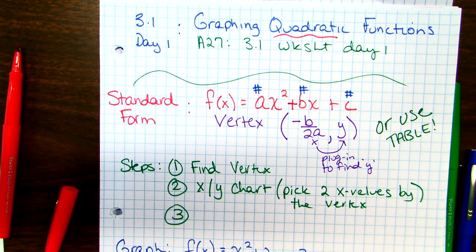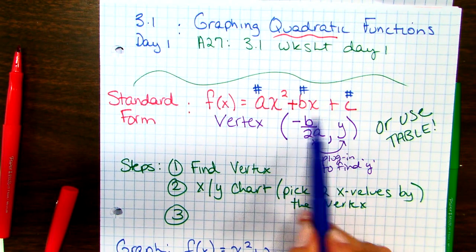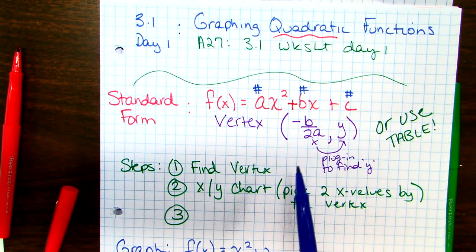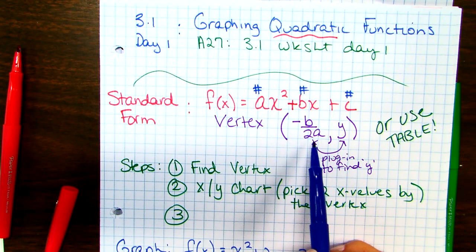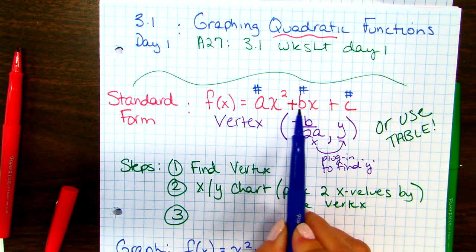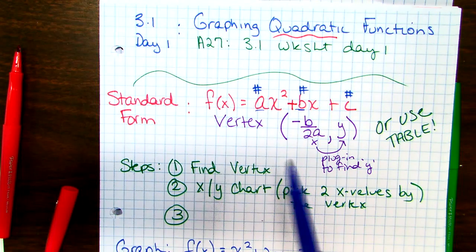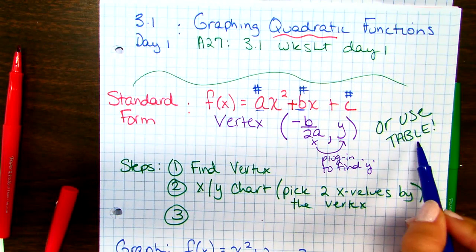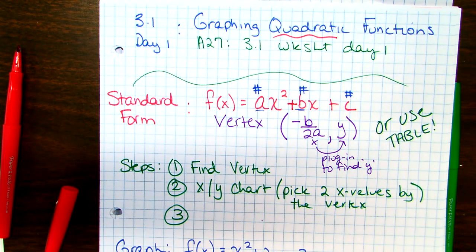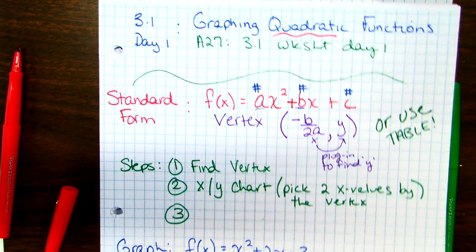But it doesn't matter. So this amount of work right here, we have to do. It's to find the vertex, which is the lowest point or the highest point. We do negative b over 2a, which is grabbing the numbers b and a, and doing this little math, and then we plug it in. Or you're going to be able to use a table. So I'll explain all this with an example. I'm just kind of reading what the notes say.